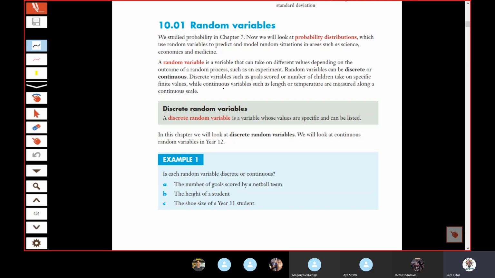Continuous variables can be measured and can be written as fractions and decimals. For discrete, you would ask, how many cars are outside? That would be a discrete variable. You would say 2, 3, or 4. You can't say 2.5. A continuous variable would be, how tall are you? You could say 1.83 meters. That would be a continuous variable.